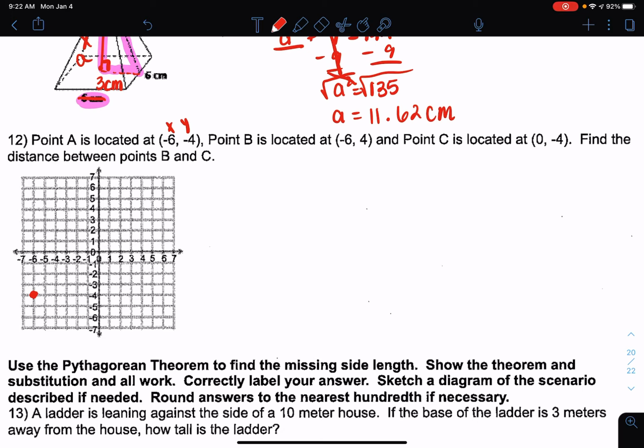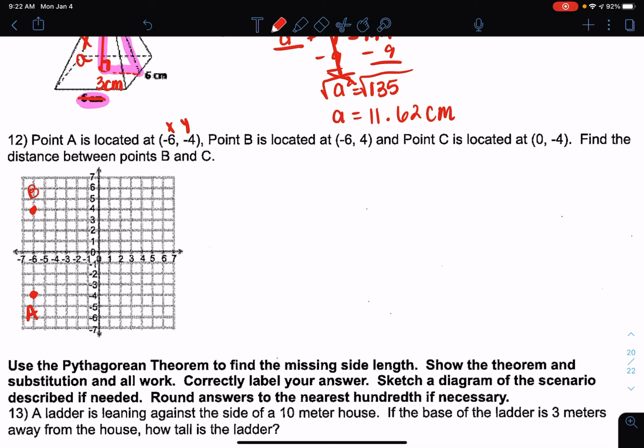All right, and that is point A. Now point B, I have, once again, -6. I'm going to move along the x-axis for -6 and then move up because it is a +4. And that is point B.